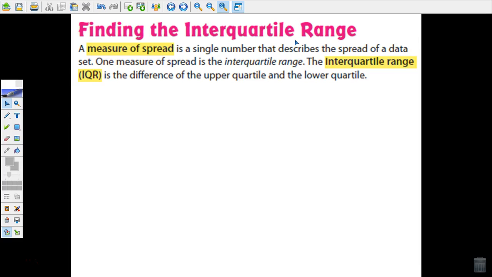Let's move on. Finding the interquartile range. A measure of spread is a single number that describes the spread of a data set. One measure of spread is the interquartile range. The interquartile range, IQR, is the difference of the upper quartile and the lower quartile.